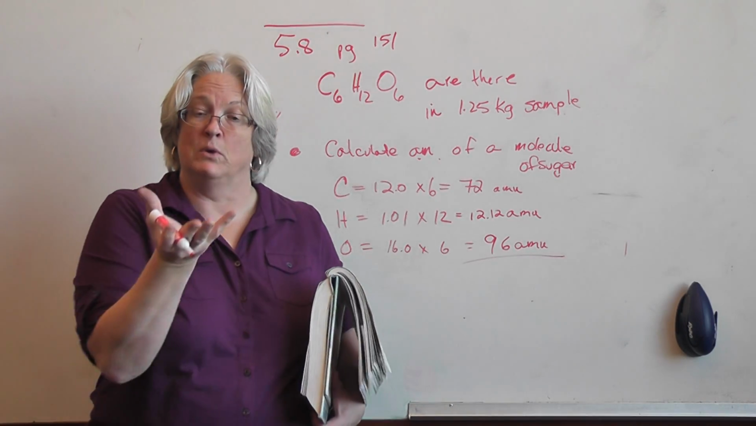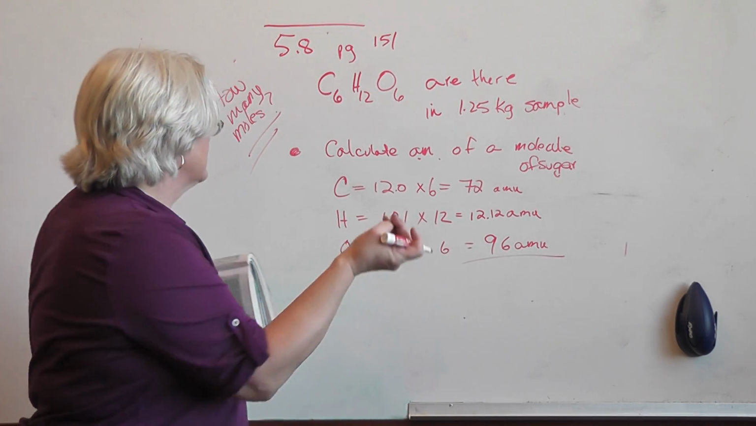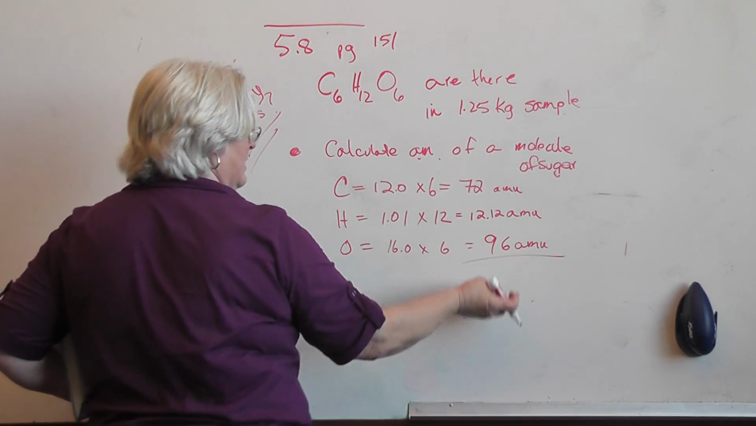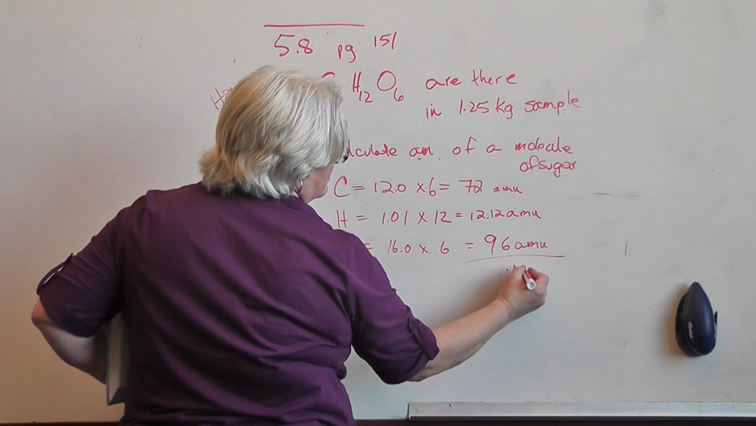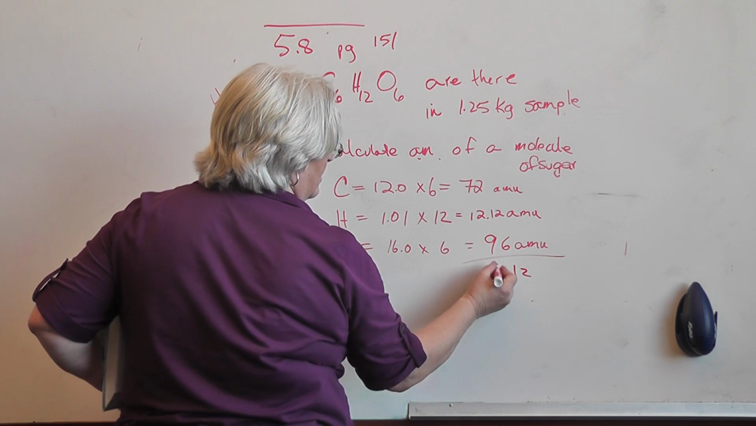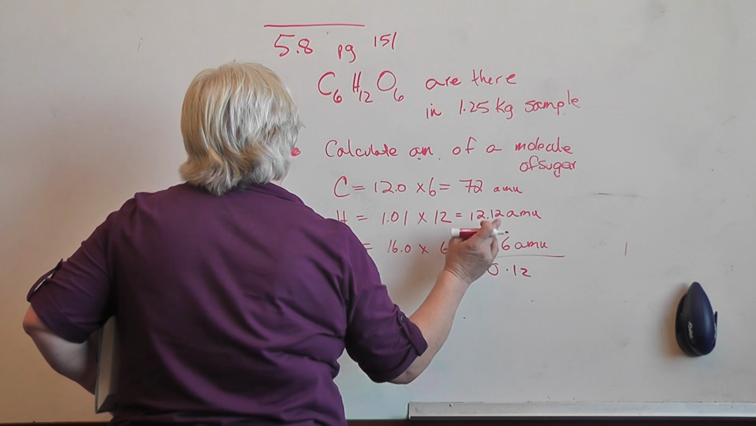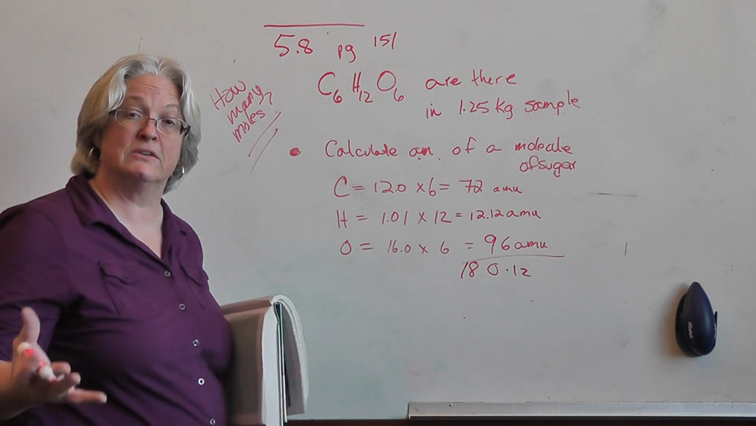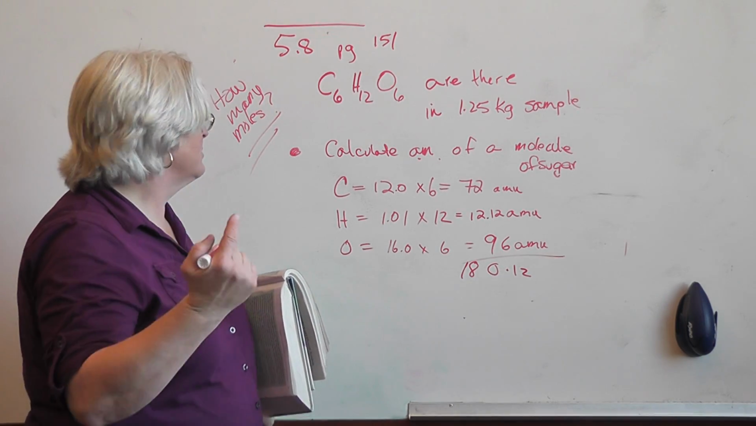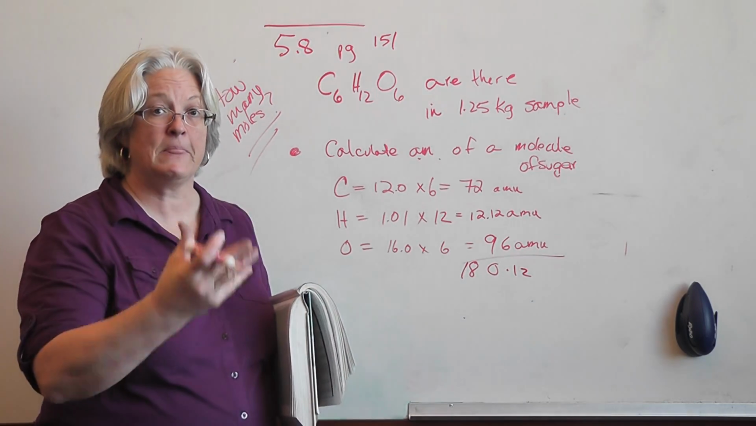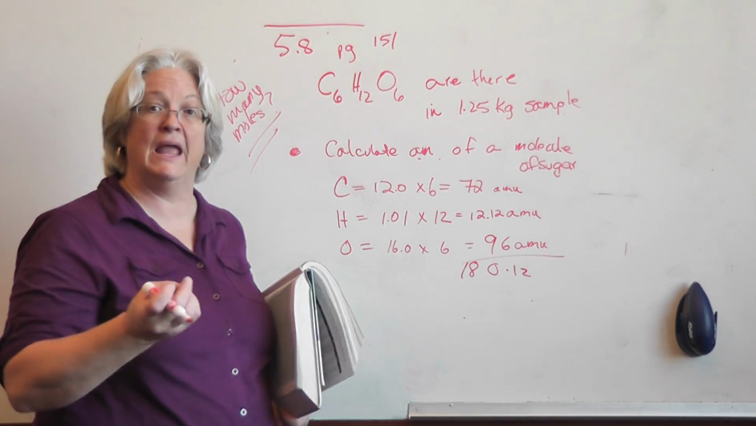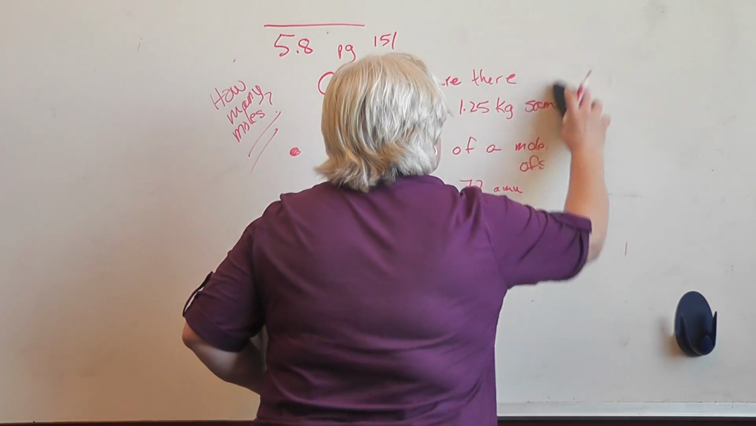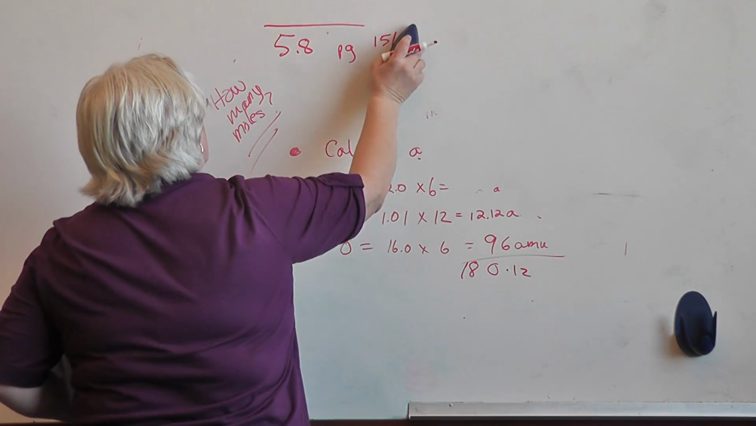Now what we do is we total to find the atomic mass of 1 molecule of sugar. We're going to total the atomic masses here. So we have 0.12, 6, 10, carry 1, 10, 18. We have that the atomic mass of sugar is 180.12. What we know now is that 180.12 grams of sugar make 1 mole of sugar.